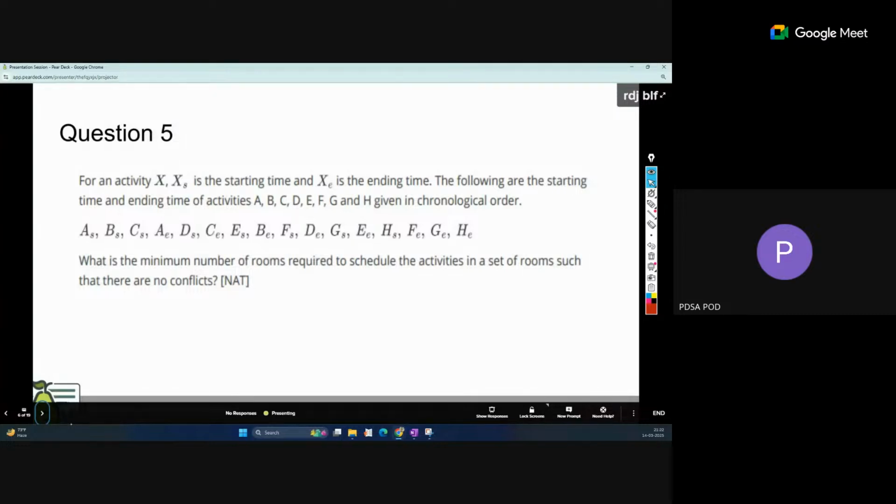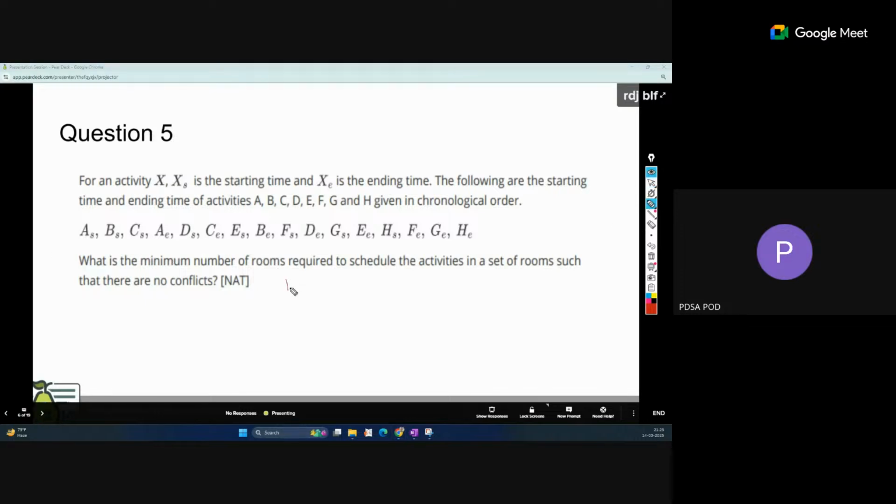Okay, so for an activity, we have the starting time given and the end time given. The following starting and end time of activities are mentioned in chronological order. What is the minimum number of rooms required? So this is also a greedy algorithm related problem. But to solve this, you can simply write like this.